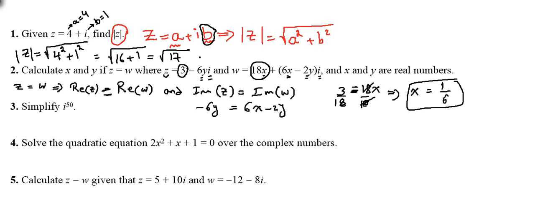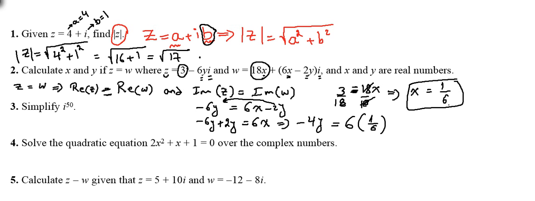All right, let me take y to the same side. Here we have minus 6y, and when we move minus 2y to its side, it will be plus 2y equal 6x, right? What is minus 6y plus 2y? It's minus 4y equal 6x, and x is 1 over 6. 6 cancel. What we got is minus 4y equal 1. We divide by minus 4 both sides to have only y, so y will be equal to minus 1 over 4.